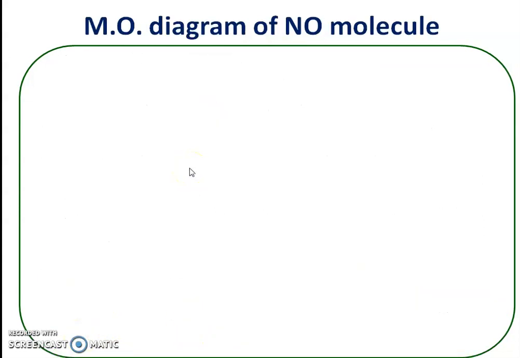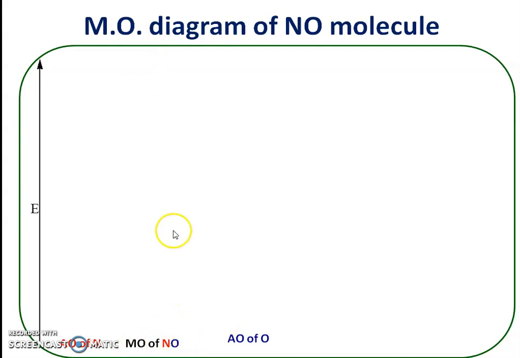Now the molecular orbital diagram for the nitric oxide molecule. In the molecular orbital diagram, energy increases from bottom to top, and to the left side the atomic orbitals of nitrogen are shown. To the right side the atomic orbitals of the more electronegative atom, that is oxygen, are represented. And at the center of this molecular orbital diagram, the molecular orbitals of nitric oxide are represented.